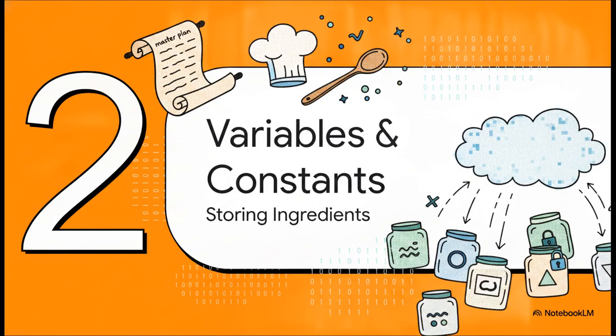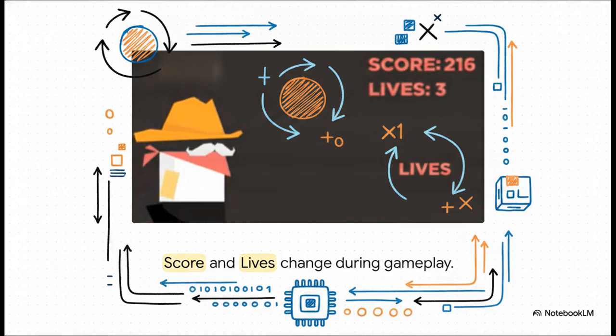Moving on to Part 2, variables and constants. Okay, so now that we've got our master plan, where do we actually store all our ingredients? Look at this game interface. You've got your character, a score sitting at 216, and 3 lives. Now, these memory containers dynamically change as you play, succeeding or failing. And that's the literal definition of a variable. It's a chunk of memory that varies while the program is running.